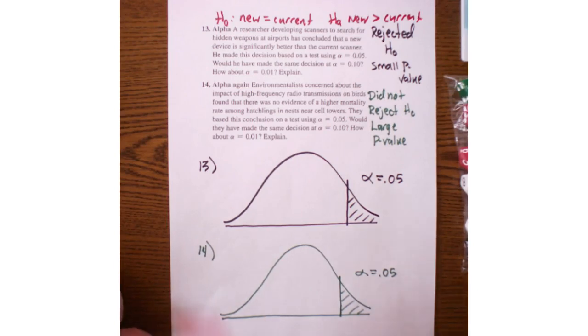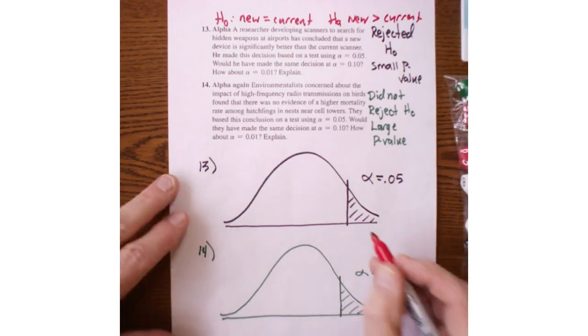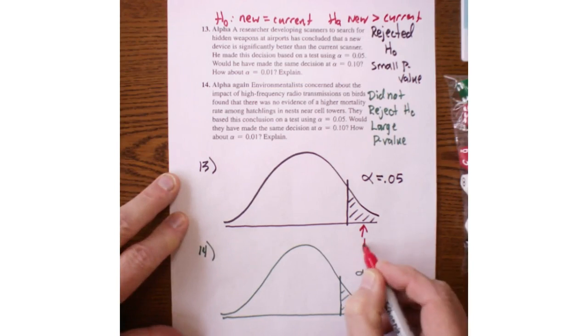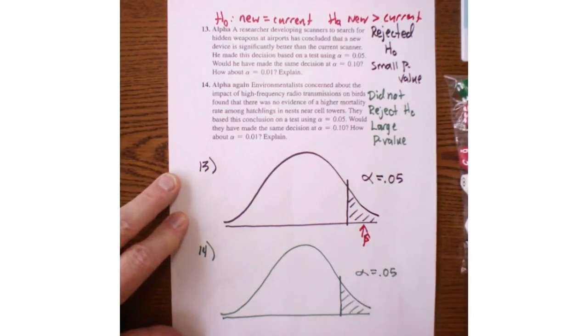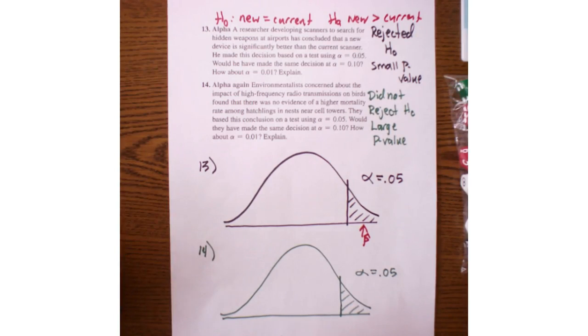And so in order for me to reject the null hypothesis, my p-hat had to have occurred over there in the tail somewhere. So I will make the same decision at a 10% alpha level, but I may or may not make it at a 1% alpha level.